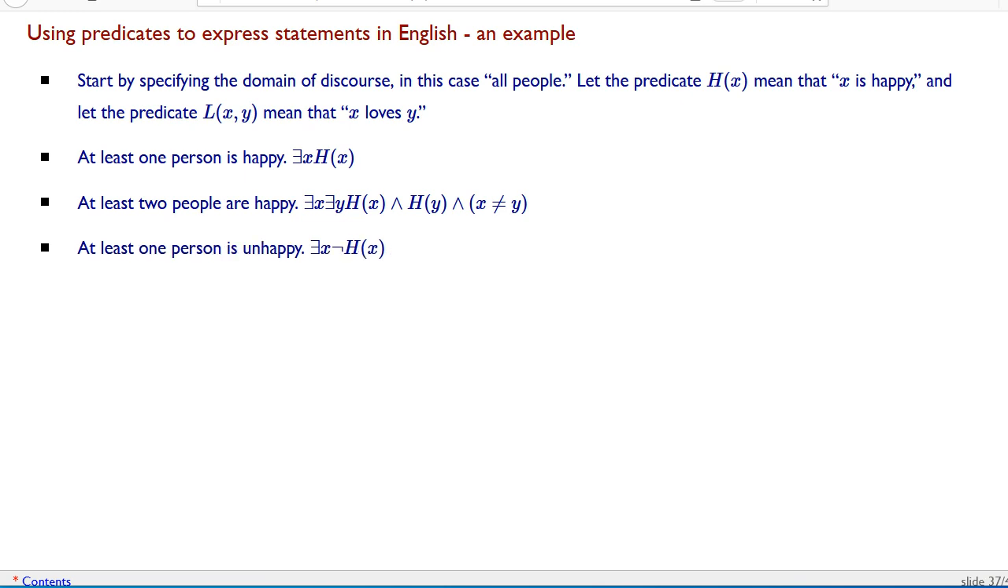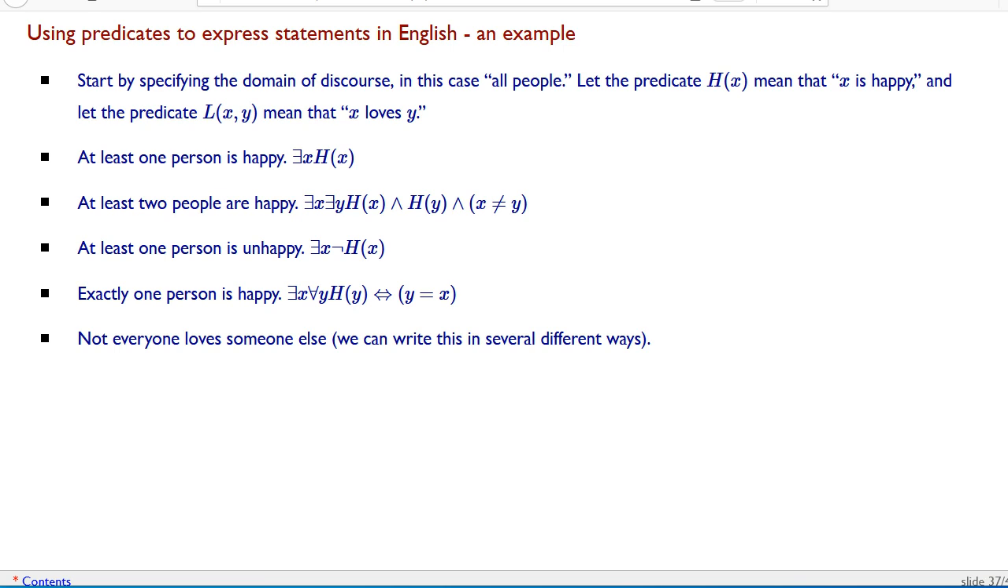At least one person is unhappy. That's easy. There exists an x for which h of x is false. Exactly one person is happy. Well, you saw this on the last slide. There exists an x with the property that for all y, y is happy if and only if y is equal to x.